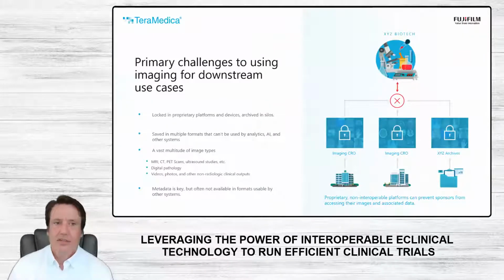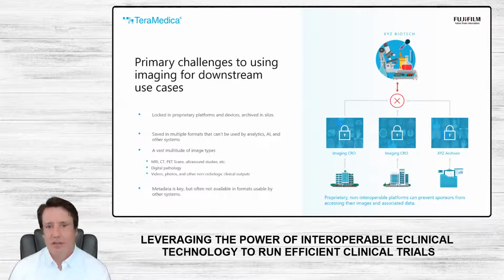The solution to this problem is something called the Imaging Vendor Neutral Archive, or VNA for biotech. It's a global Fujifilm software service now available through our partner TrialStat. The VNA is very flexible and interoperable.